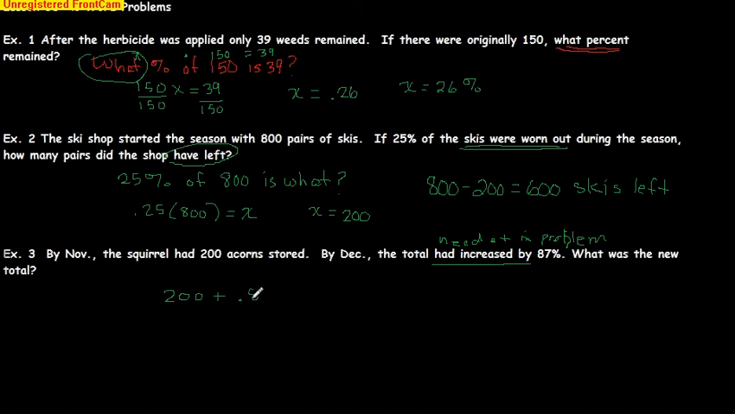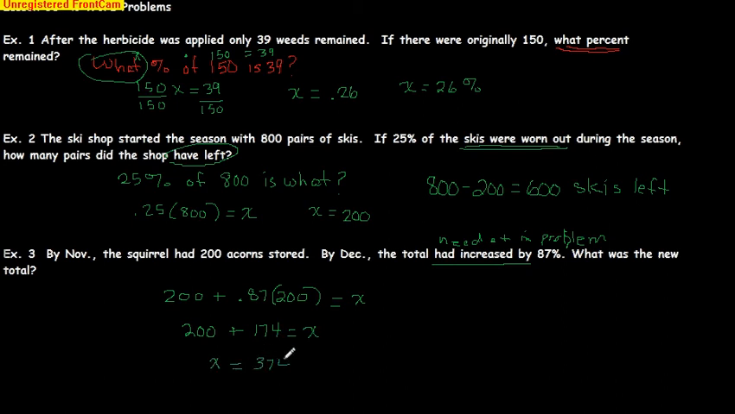So it's 87% times 200. So it's the 200 that the squirrel had plus 87% of the 200. It increased by 87%. And then we don't know what the total was. So we're going to have the what up there this time. So we're going to do our multiplication first. Please excuse my dear Aunt Sally. Multiplication before addition. So we're going to get 200 plus 174 equals x. So x equals 374 acorns.